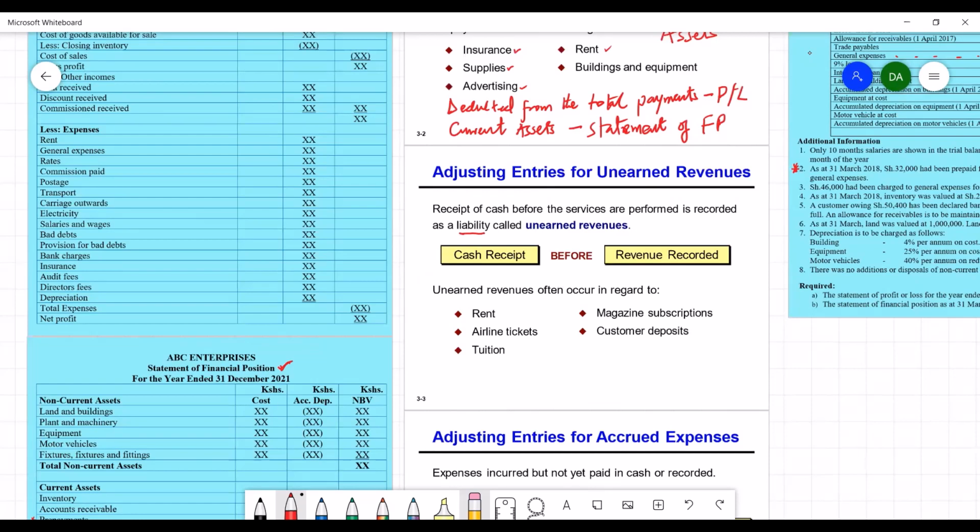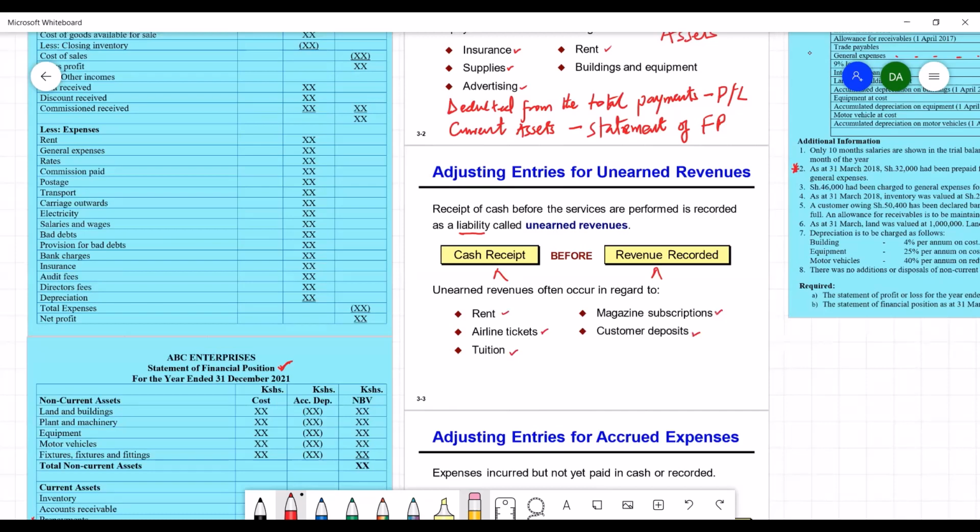And unearned revenue, since the cash is received before earning the revenue, needs to be deducted from the total amount received for revenue. Usually, unearned revenue occurs most commonly in the following items: rent received in advance, air tickets received in advance, tuition fees received by a learning institution in advance, magazine subscriptions by customers in advance, and sometimes customer deposits when they are buying goods and services in future.